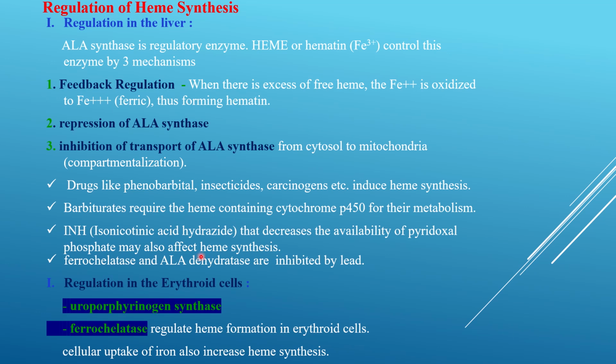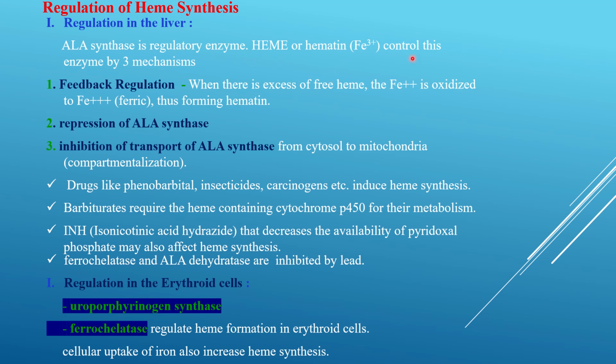Now move on to the regulation. Regulation of heme synthesis happens at 2 sites. We will discuss regulation in the liver, how it happens, and then regulation in the erythroid cells. ALA synthase, the first step enzyme, is the main regulatory enzyme as well as the rate limiting enzyme, because this is the slowest step.